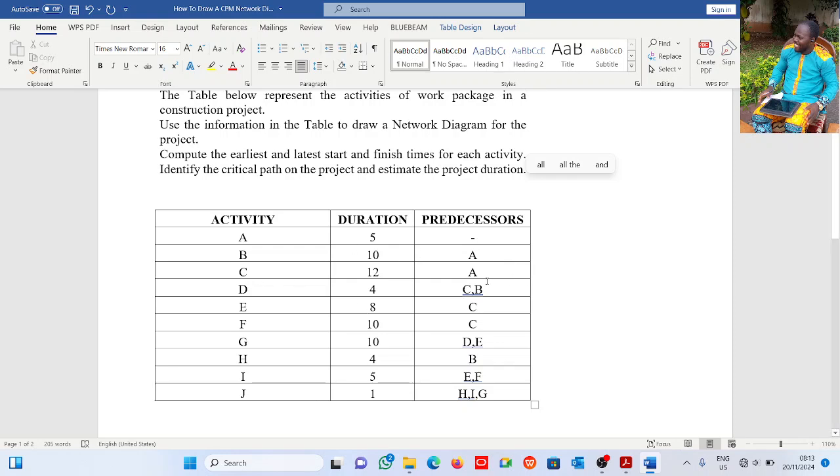Now activity C has A also as predecessor, so we have to execute activity A before C. See here, D has C and B as predecessors. So D is a successor activity to C and B. I have to execute C and B before I can execute D. Activity E has C as a predecessor, so I have to execute activity C before activity E. The same thing with F and all other activities here. So let's see how we present them in the network diagram.